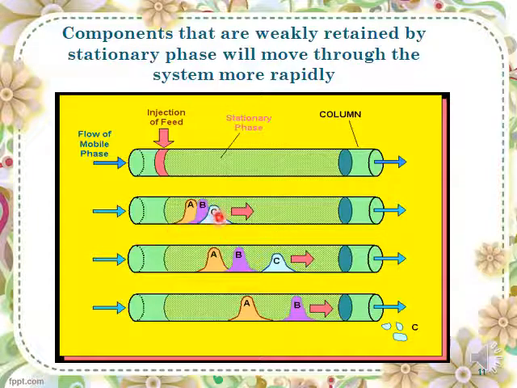So C will move faster because it is non-polar. Non-polar means less interaction with the polar stationary phase, so it will move faster with the mobile phase, of course, followed by component B, and lastly the most polar component, which is A. So it will elute last. So we can collect C first, followed by B, then A.